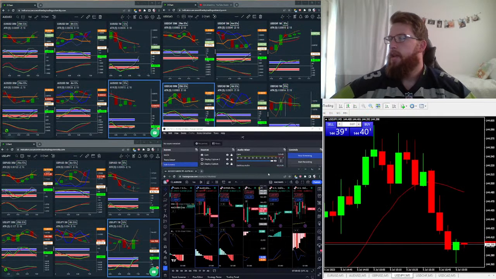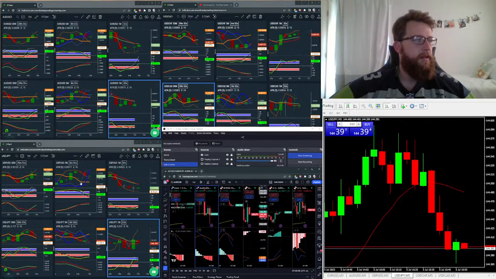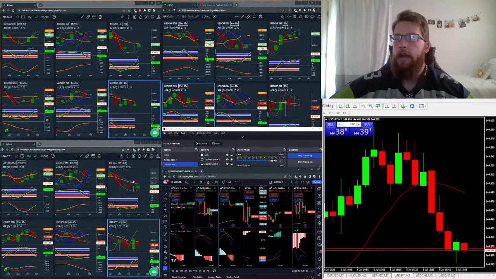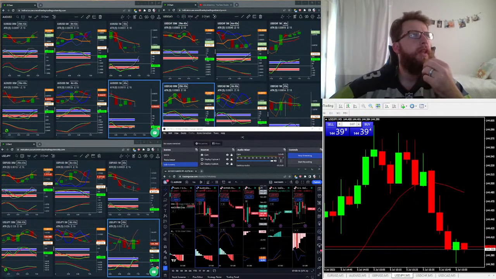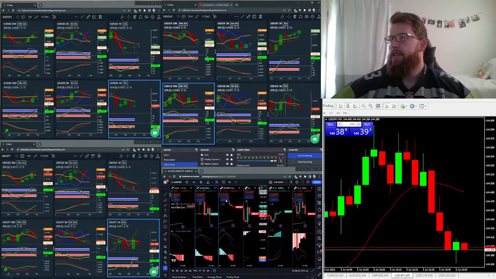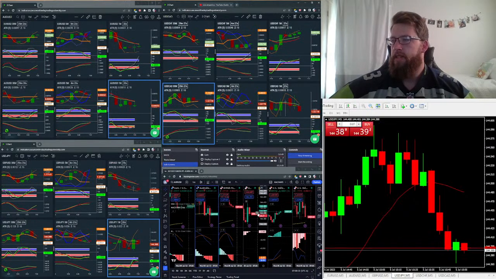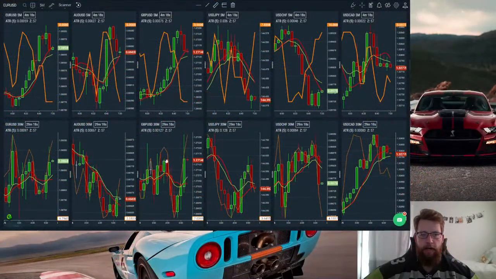on my other screens I have a 35-minute and a 1-minute here. So this is a pair, there's a pair, pair, pair, pair, and then this is TradingView. I have all the 6 pairs I'm looking at here, and then same thing, six more pairs.